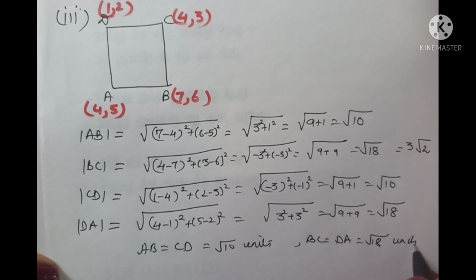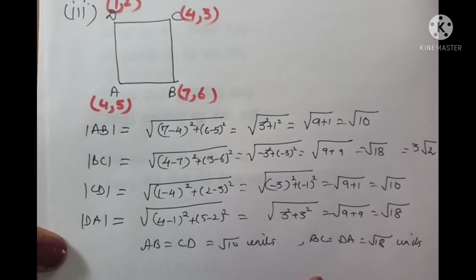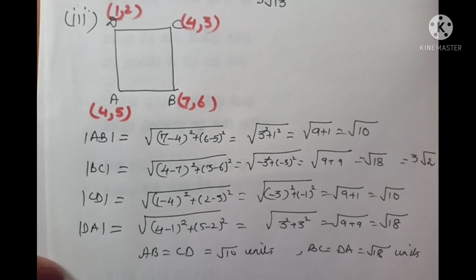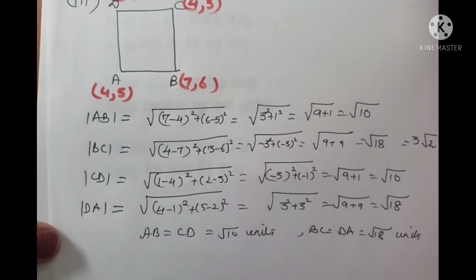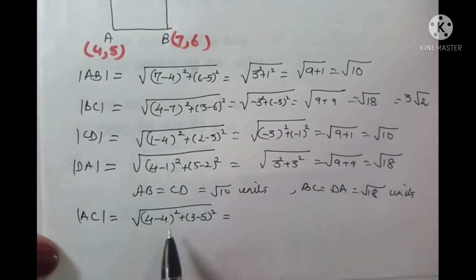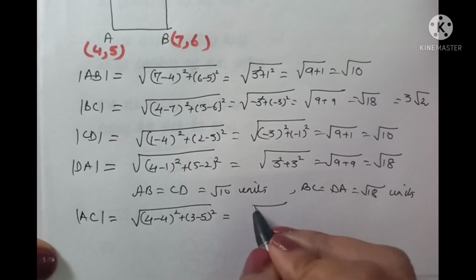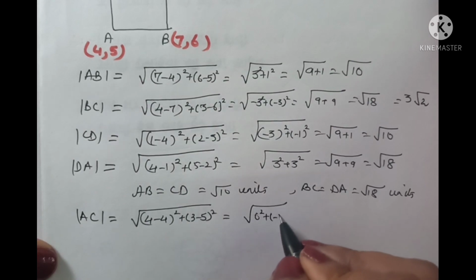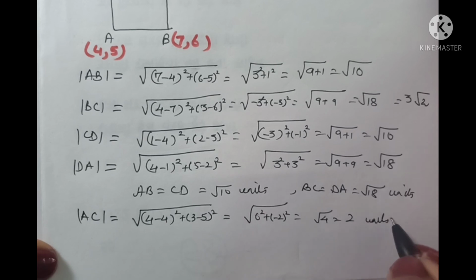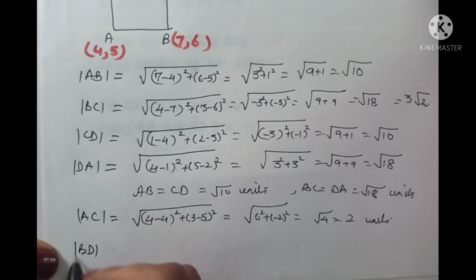So what I have to do now? I don't know, it can be a rectangle, it can be a simple parallelogram, it depends upon the diagonals. So let us find out AC and BD as well. AC will be equal to 4 minus 4 square plus 3 minus 5 square, which gives me 0 plus minus 2 square, or root 4, that is 2 units. And similarly I shall find out BD. You can do it on your own.